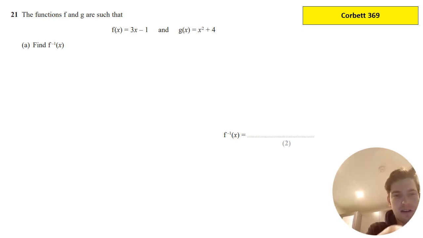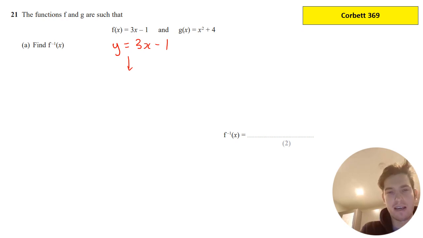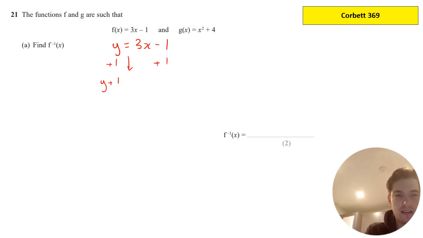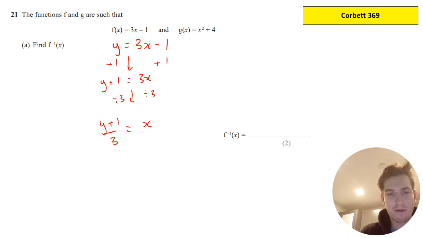My first step, instead of f of x is equal to, y is equal to 3x minus 1. And now we need to rearrange to make x the subject. So how do I do this? Add 1 to both sides and then divide by 3. So I rewrite my answer. Instead of y plus 1 over 3, I substitute my y for x plus 1 over 3. So part B, let's have a look at that now.